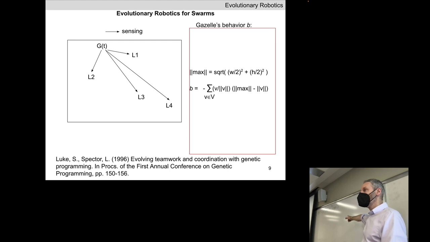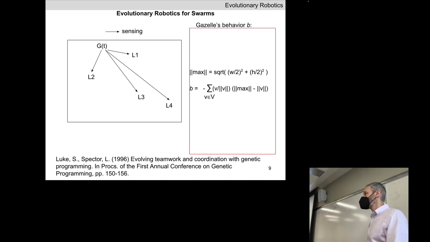From the gazelle's point of view, the gazelle looks at the four lions, finds the shortest distance from it to each lion, which is the lowercase v. It sums up all of those vectors, which gives it an average heading into the lion pack, and then negates that vector to head in the opposite direction. Everybody see that? Why are we dividing by the length of the vector that connects the gazelle to a given lion?